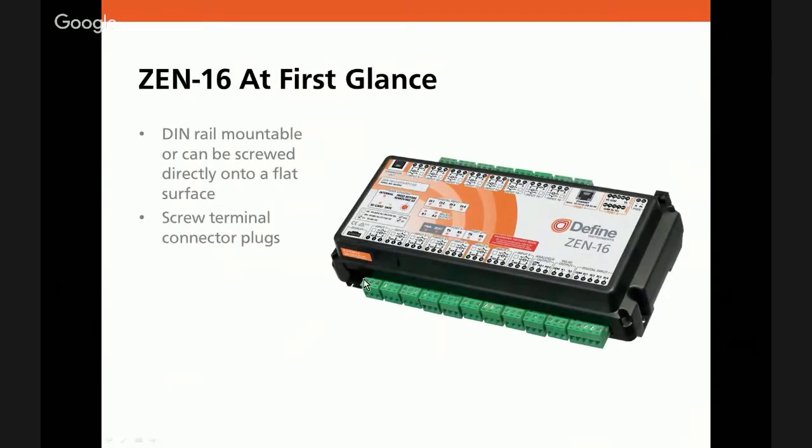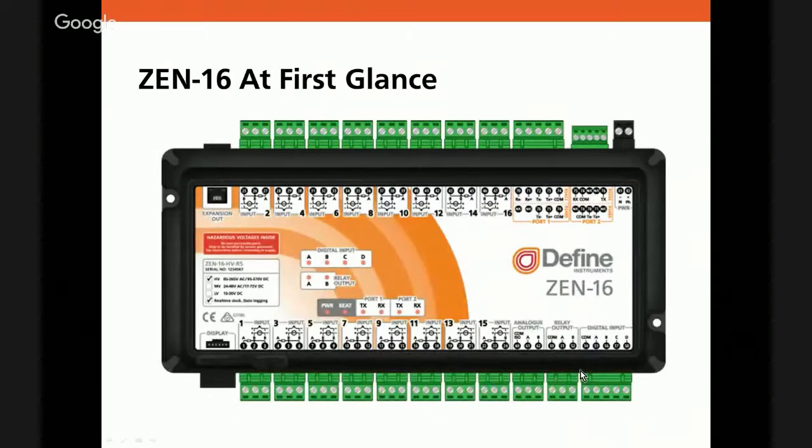The Zen-16 is in a DIN rail mountable case, but it can be screwed directly onto a flat surface if you don't have a DIN rail. This is the label of the Zen-16 showing all the inputs and output connections.